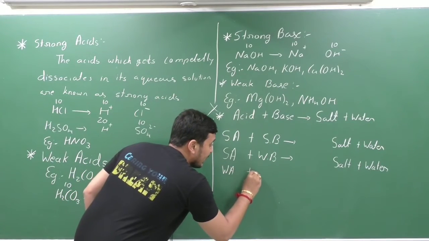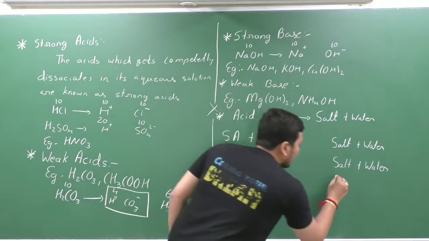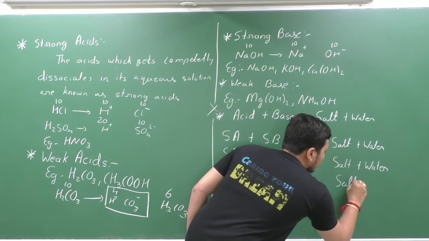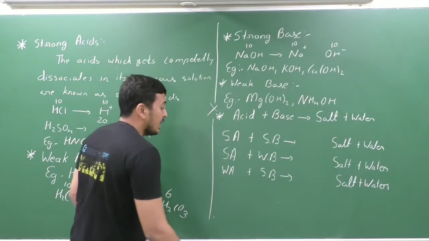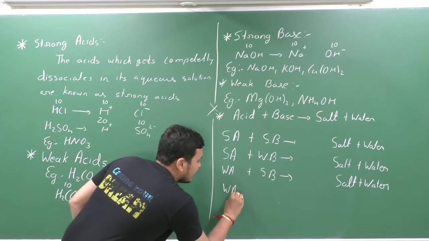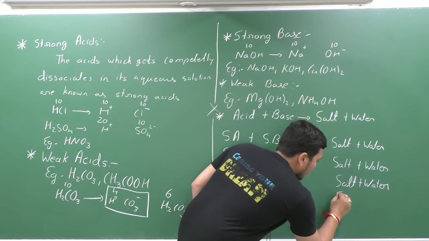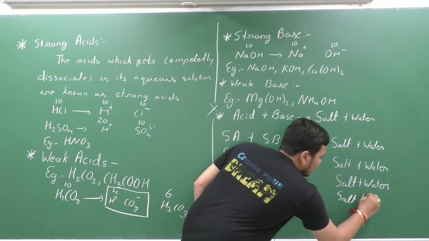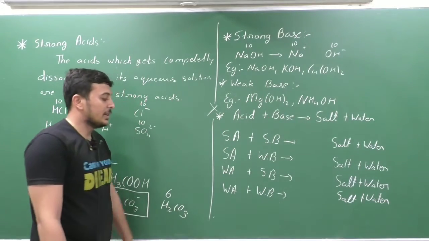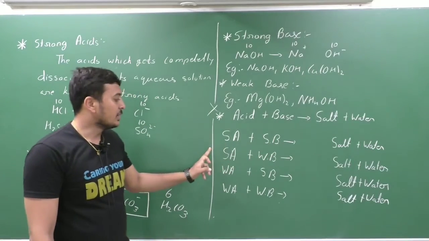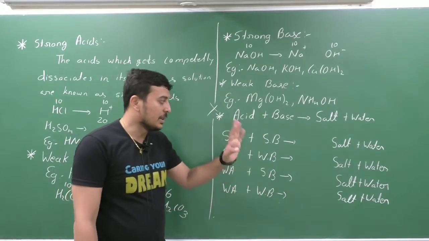But if weak acid reacts with strong base, then also it will form salt plus water. If weak acid reacts with weak base, then also it will form salt plus water. Clear? Strong acid, strong base, strong acid, weak base, weak acid, strong base, weak acid, weak base.